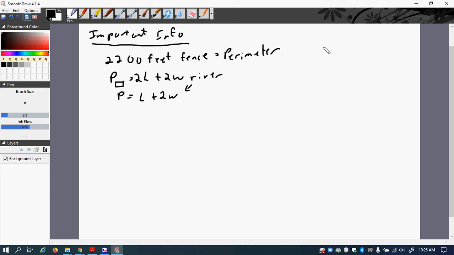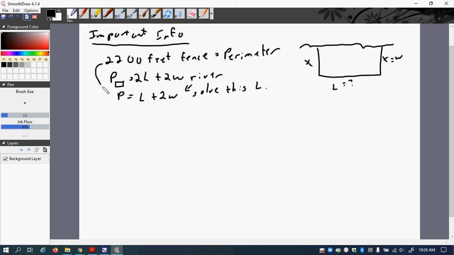Because we have the river here, right? Here's the river, and so here's the fencing. So both sides are x, and that'll be my width. And then the length, I don't know what that is. So I could solve this for L, because I know the perimeter is 2,200, and L plus 2x, because W will be the x. So I'm going to solve that by subtracting 2x from both sides. So L is 2,200 minus 2x.